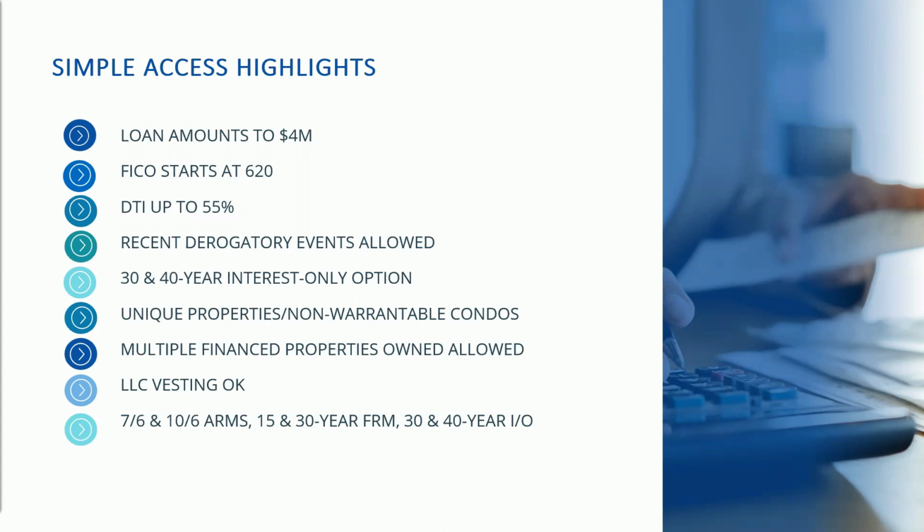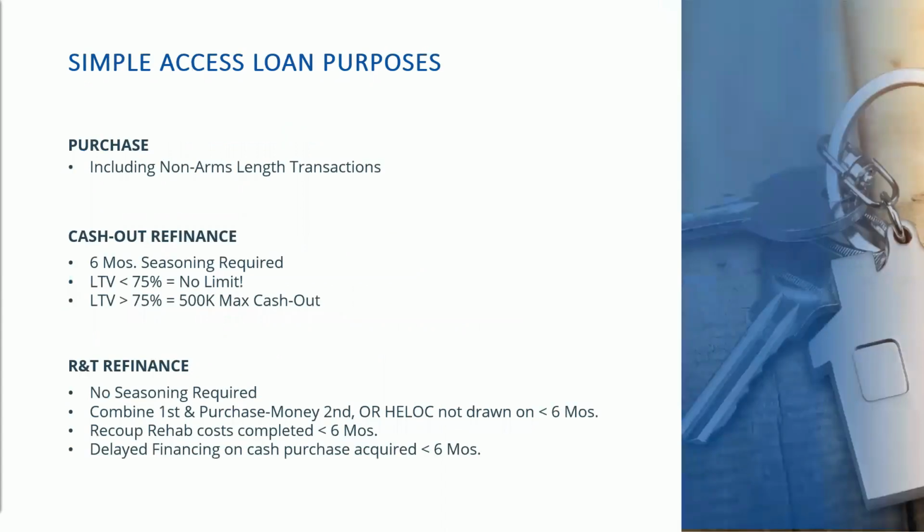And then those are our available terms there at the bottom. So we do have ARM and fixed rate mortgages. For purposes, we do non-arm's length transactions all day long. Cash out refinance, we do need 6 months seasoning. However, if my LTV is 75 or less, there's actually no limit on the amount of cash in hand. So this is a relatively recent guideline enhancement. Greater than 75 is $500,000 max cash out. However, another area that we do make exceptions in.